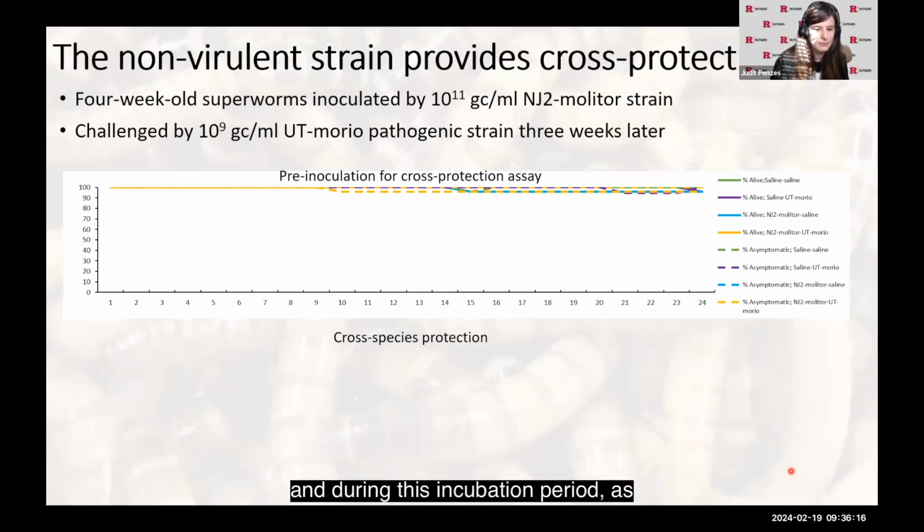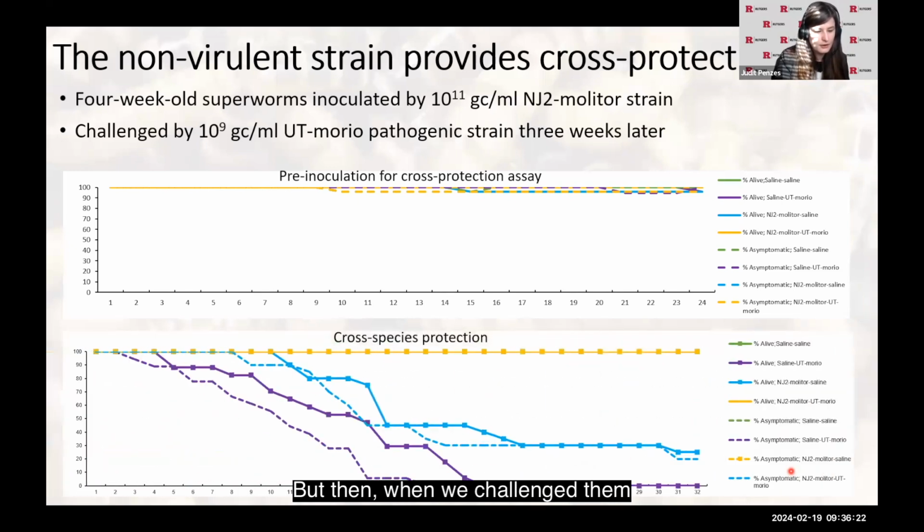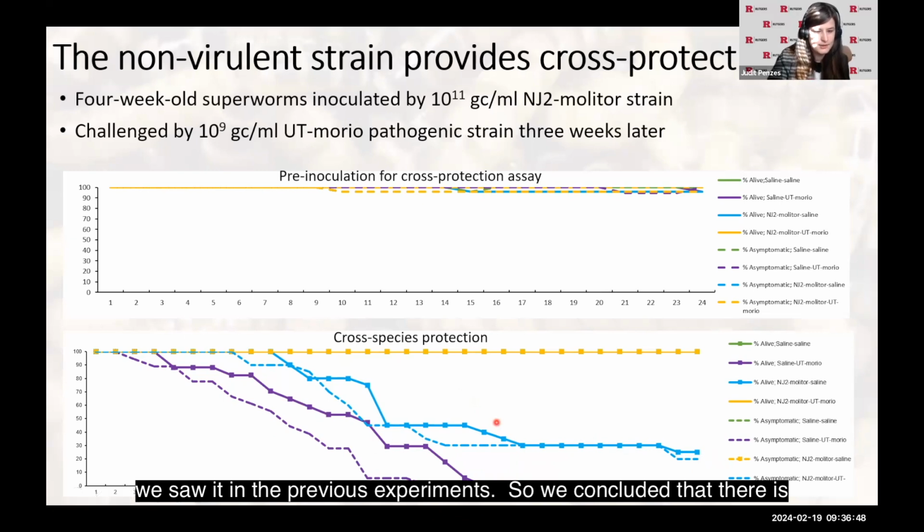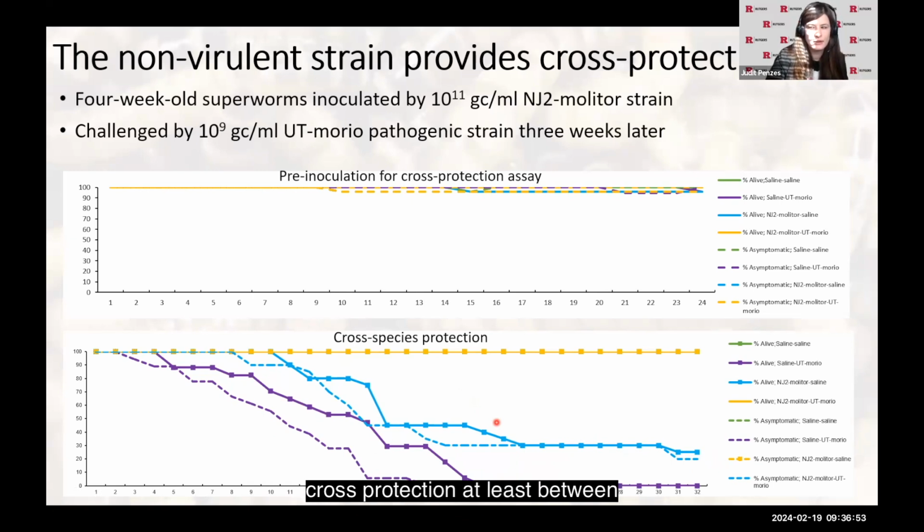And during this incubation period, as you can see, they survived. But then when we challenged them with the Utah strain, what we found was that actually those who got both strains did survive. About 35% of that fraction kept on surviving, as opposed to the ones that only got the Utah strain, which died off just like we saw in the previous experiments. So we concluded that there is not complete, but there is some degree of cross protection, at least between these two strains.